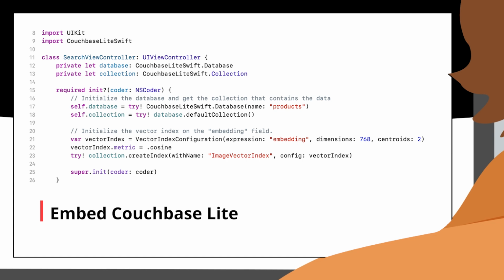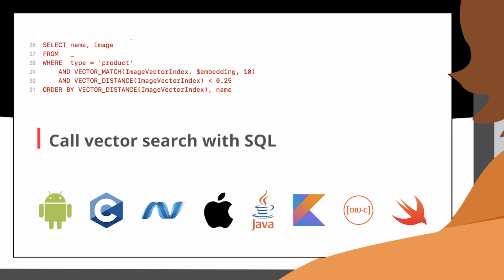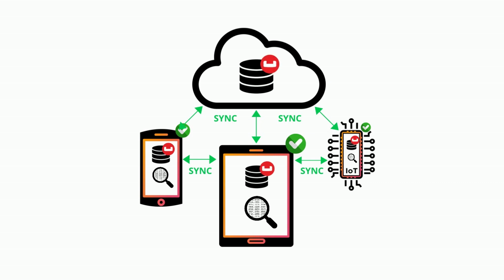Couchbase Lite, the embedded database, supports vector embedding and vector search that can be called using SQL. Embedding Couchbase Lite to your app is easy. Get the SDK for your platform, and it's just a few lines of code. Since it runs on device, your app doesn't need the internet. Vector search takes place locally, making the user experience fast, secure, and reliable. And when the internet is available, data is synced to the cloud and the rest of the app ecosystem.